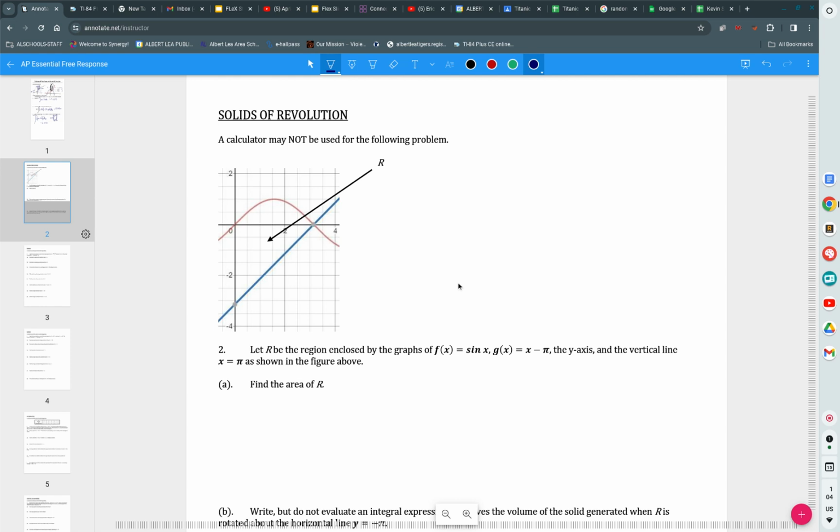So let's see what we can do. It says calculator cannot be used. Same type of problem. It says let R be the region enclosed by sine of x and x minus pi, the y-axis, and the vertical line x equals pi, as shown in this figure. It says find the area of R. So we want to be able to find this area right here.